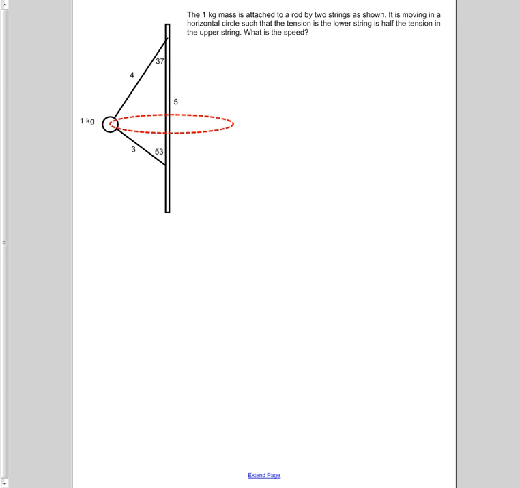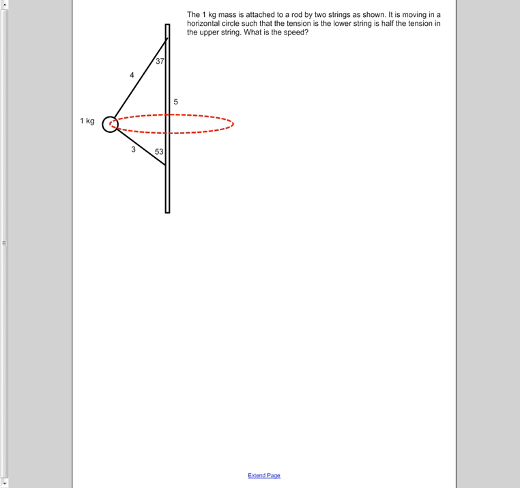Right here is a slightly more difficult circular motion problem. You have a 1 kilogram mass attached to a rod by two strings, as I've shown you here, and it is spinning around the rod in a horizontal circle. The strings are 4 meters and 3 meters long, and they're attached to the rod so that their points of attachment are 5 meters apart, as you see here.